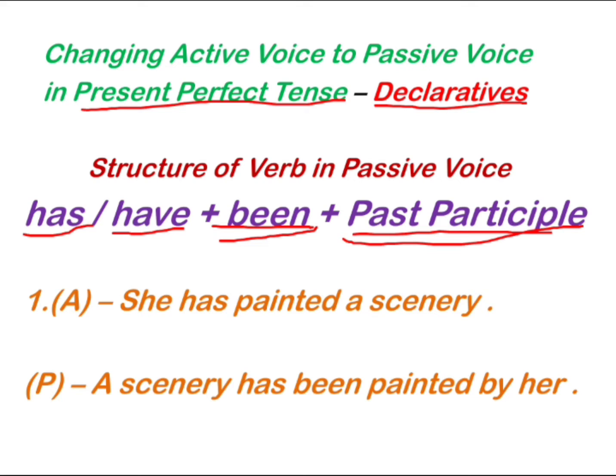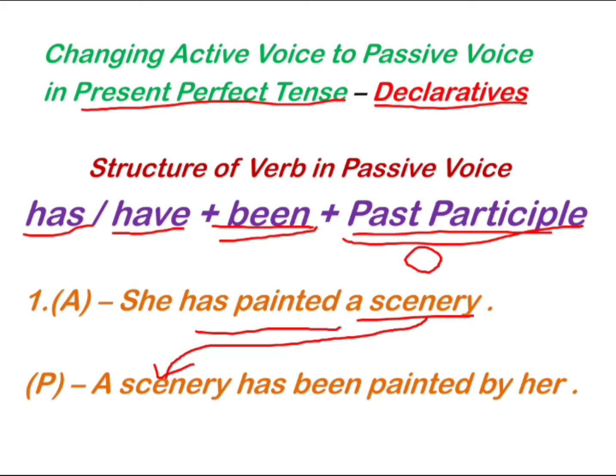She has painted a scenery. She is singular, so we use has. Has painted is the verb. What did she paint? A scenery. So this a scenery is the object in the active voice. The object in the active voice changes to the subject of the passive voice. So a scenery becomes the subject of the passive voice.